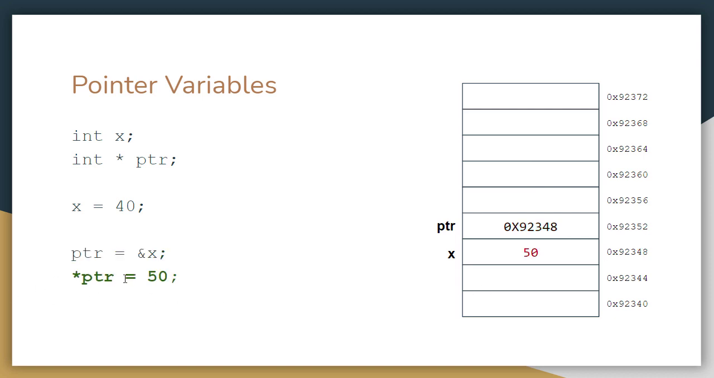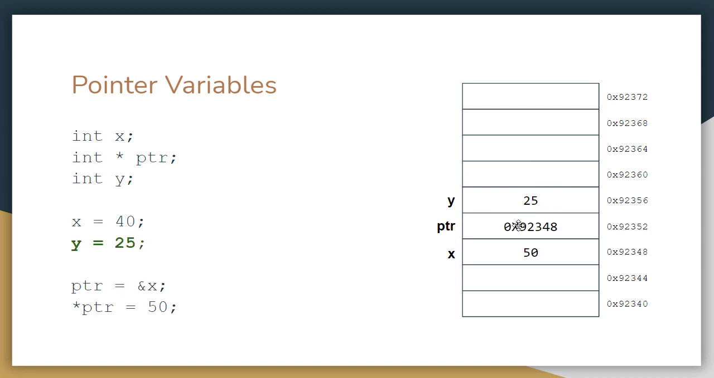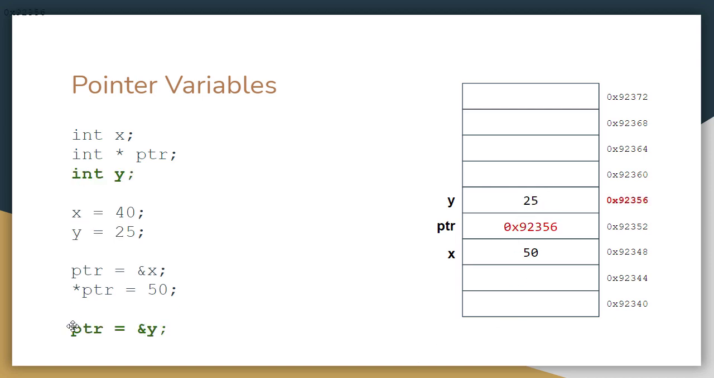Now when I dereference the pointer, I get an alias of x because the pointer is pointing to x. I assign 50 to that, and so x becomes 50, because again, here I'm using this pointer to access x. Now I'm going to create another variable y. It gets some memory up here, and I'll assign 25 to that. Now I'm going to say that pointer is equal to the address of y. You'll notice pointer is updated to be 92356, which is the address of y. Again, a pointer is a variable that holds an address. So when I assign the address of y to pointer, now pointer, the variable, holds the address of y.